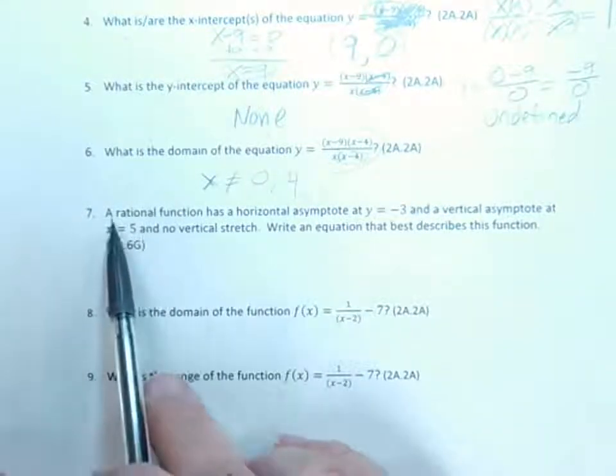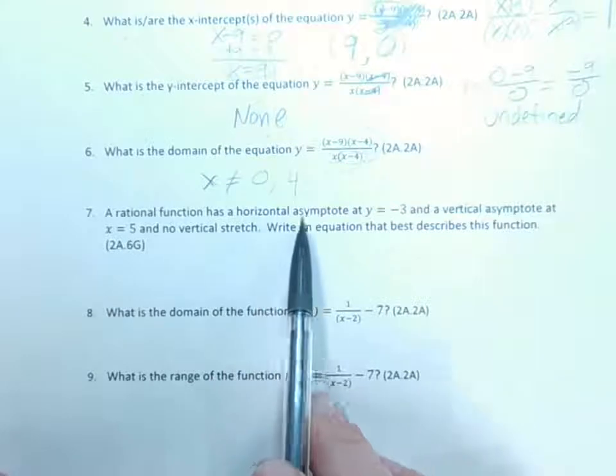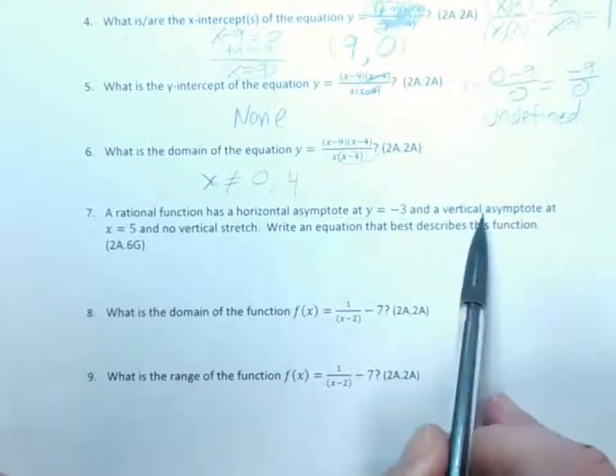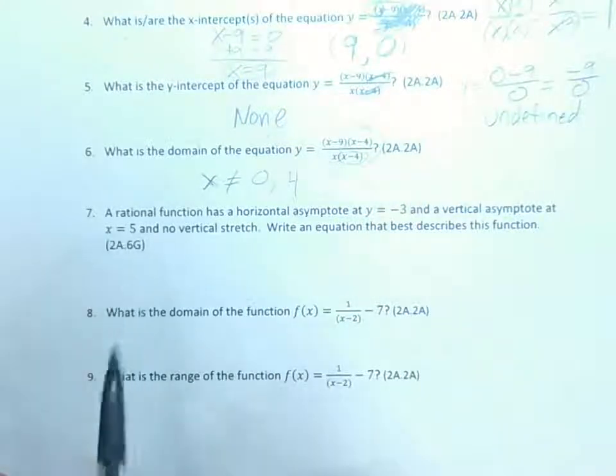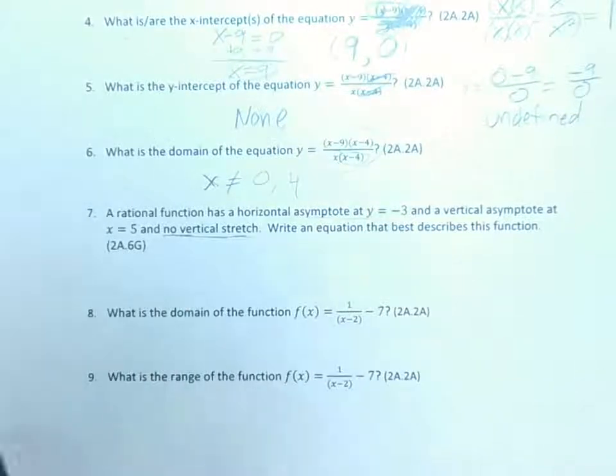Question 7 says a rational function has a horizontal asymptote at y equals -3 and a vertical asymptote at x equals 5 with no vertical stretch. Write an equation that best describes this function.